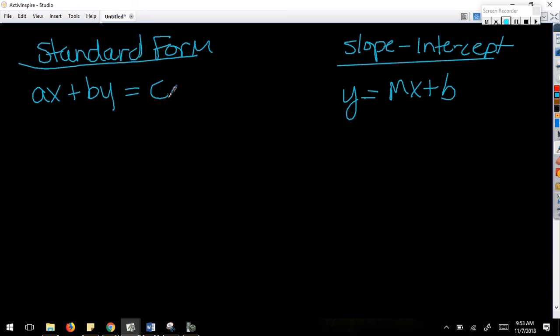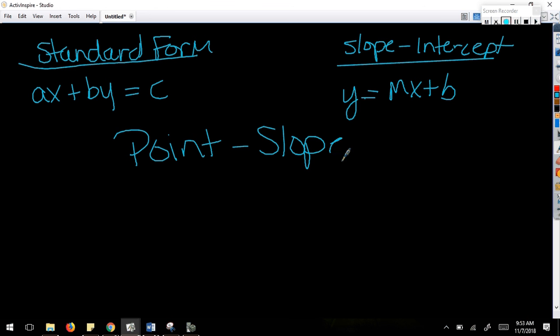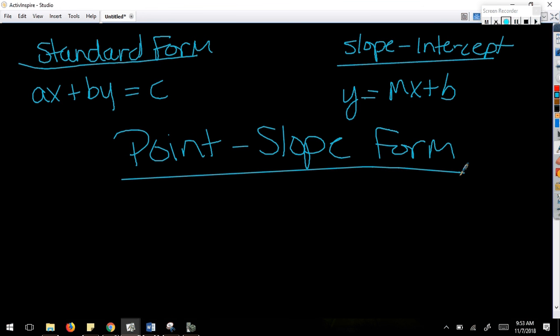Okay. We're going to talk about one more form. Point slope form. Now, if slope-intercept gives me a slope and an intercept, take a shot in the dark at what point slope gives me. It gives me a point and a slope. Okay? So this is a really good form. If you just have 2 points, this is a great form to use.